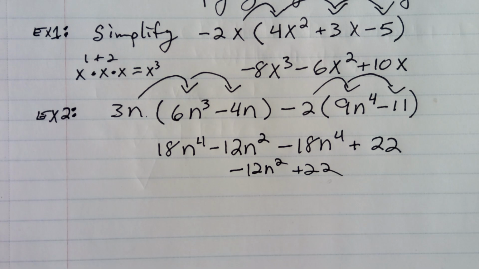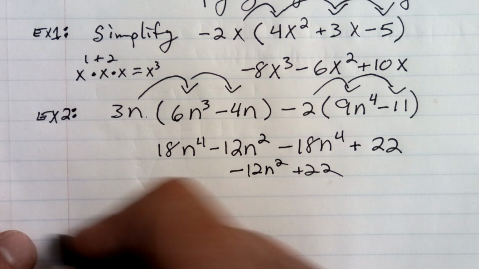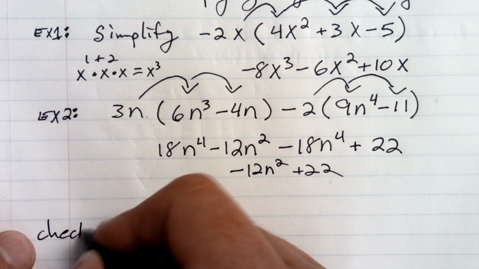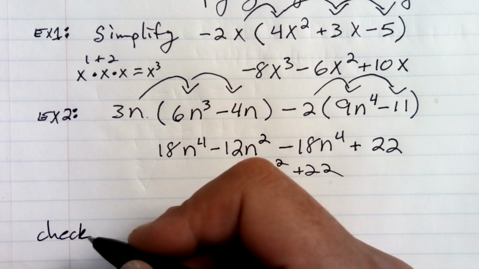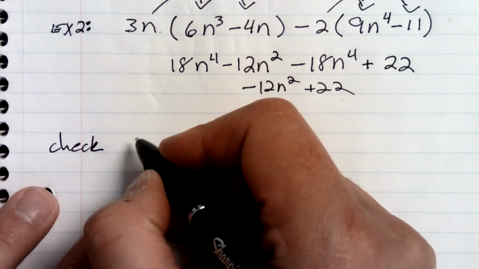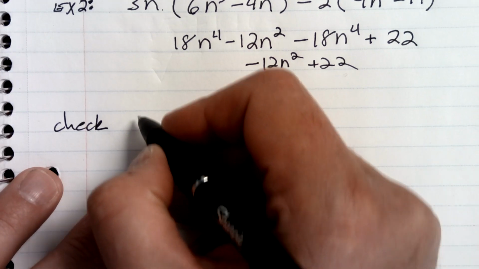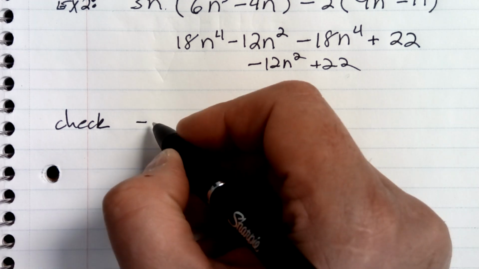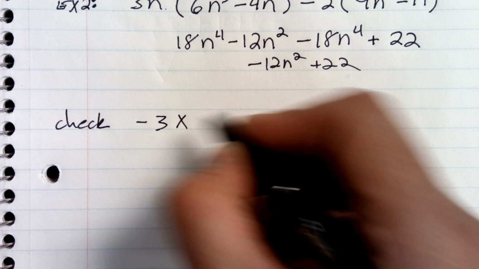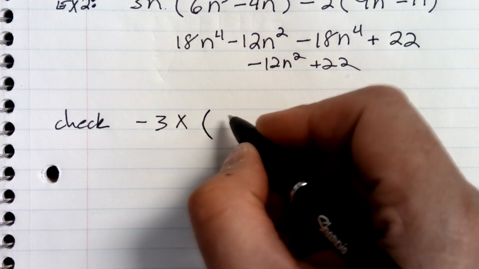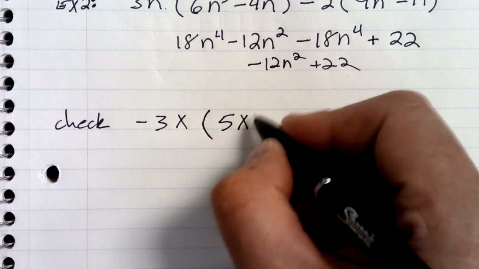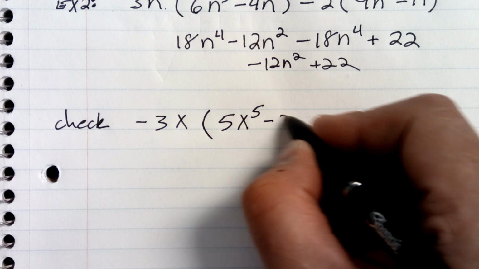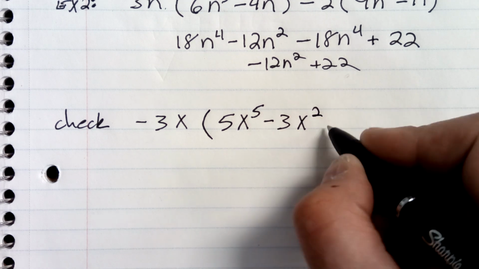All right, try this one on your own, and then check with your neighbor. This is why it's called a check, because you're going to check and make sure your neighbor has the correct answer. Negative 3x times the quantity 5x to the 5th minus 3x squared plus 7.